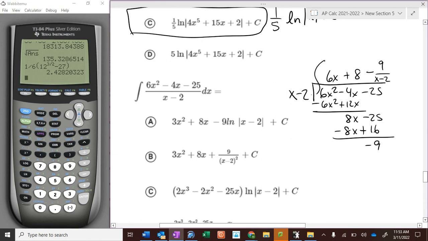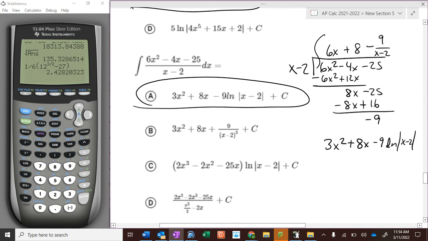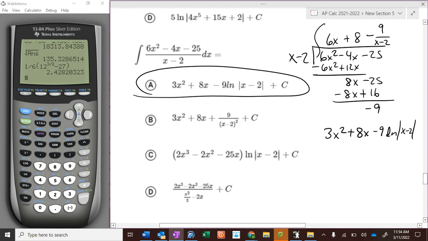So if you integrate 6x, you get 3x squared. If you integrate 8, you get 8x. If you integrate the 9 over that, it's minus 9 ln of x minus 2. Yeah, you integrate what's on top. So 3x squared plus 8x minus 9 ln x minus 2. Okay, we good? Yeah.